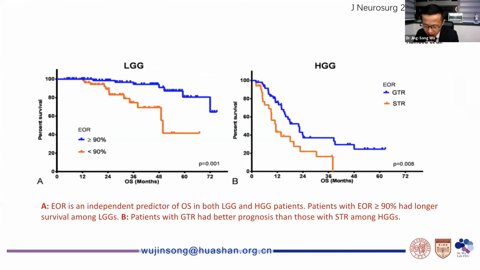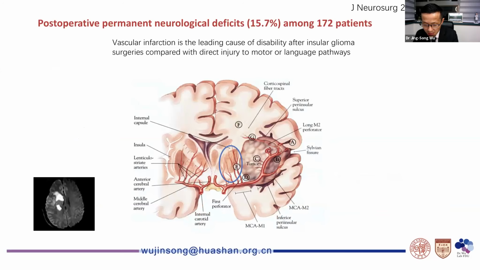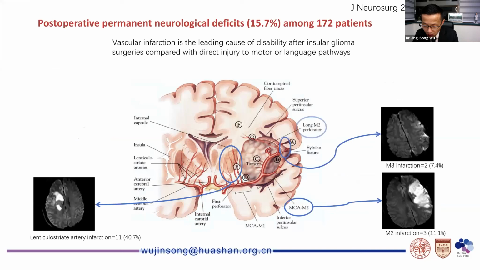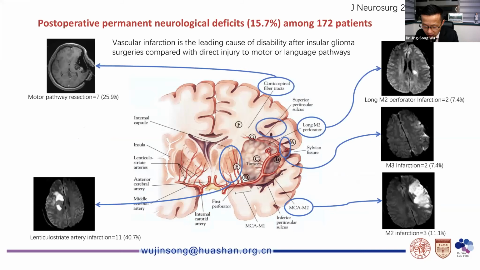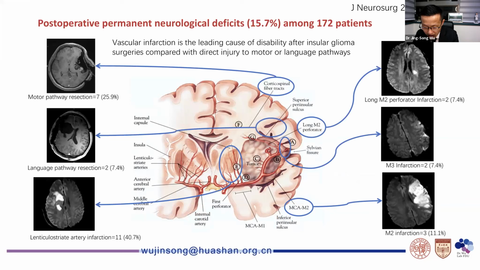Extent of tumor resection is an independent predictor for overall survival in both low-grade and high-grade cases. Patients with extent of tumor resection larger than 90% had longer survival among low-grade gliomas. Patients with gross total tumor resection had a better prognosis than those with subtotal resection among high-grade glioma cases. The post-operative permanent neurological deficit is only about 50% of 172 cases.